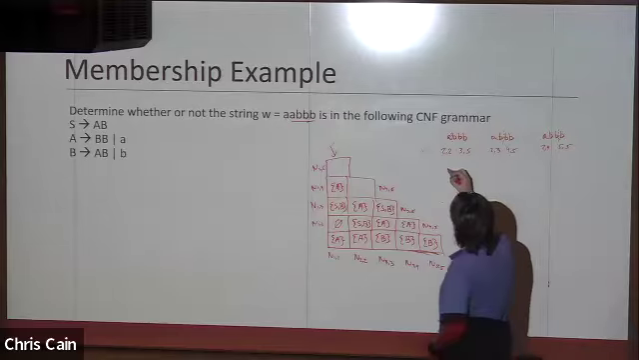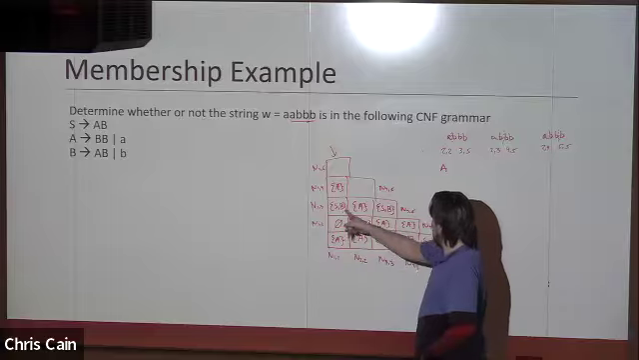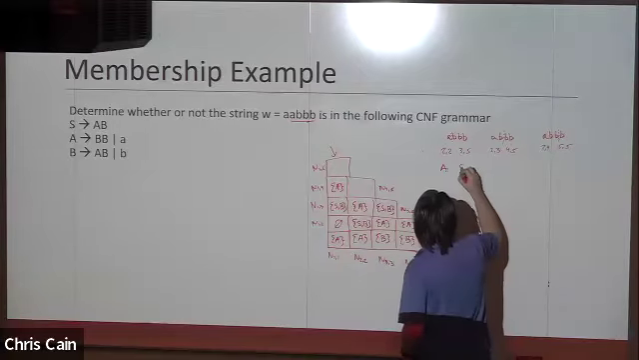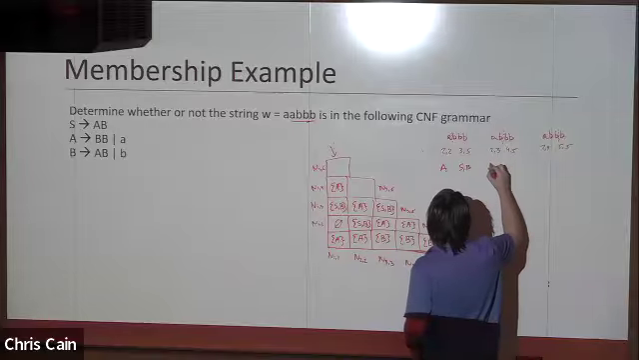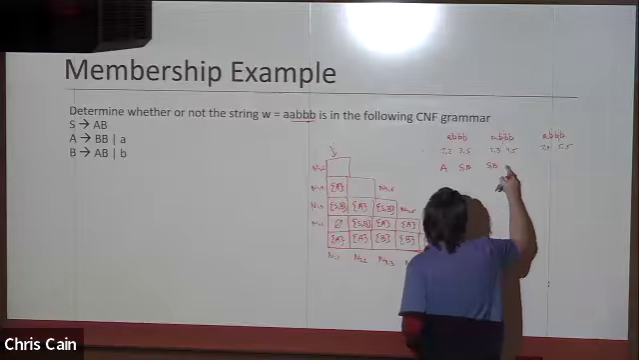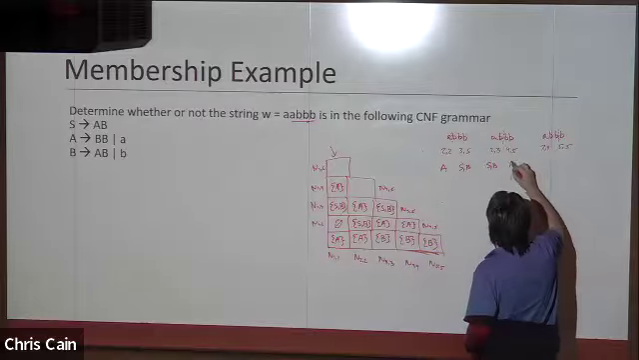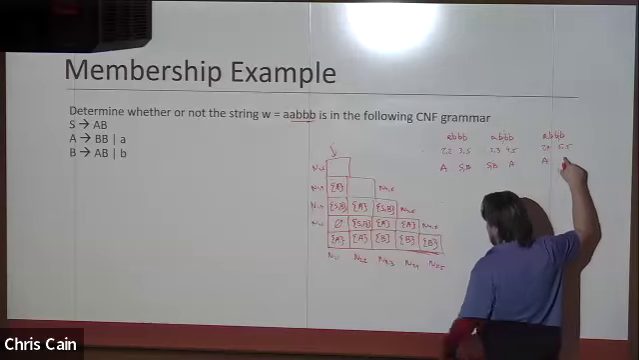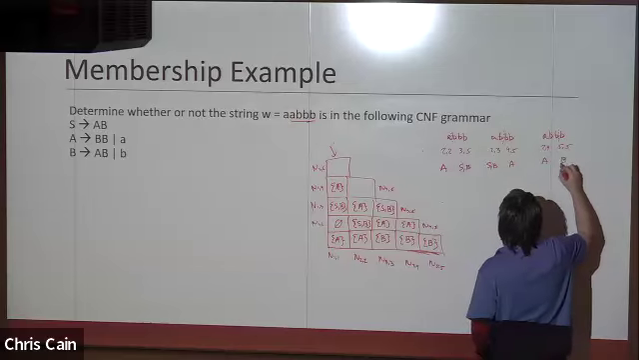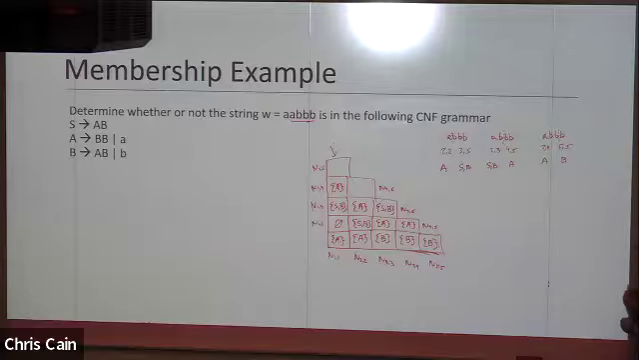2, 2 is a lookup to A. 3, 5 is a lookup to S and B. 2, 3 is a lookup to S and B. 4, 5 is a lookup to A. 2, 4 is a lookup to A. And 5, 5 is a lookup to B. Oh boy. All right, we have AS, AB, SA, BA, and AB.